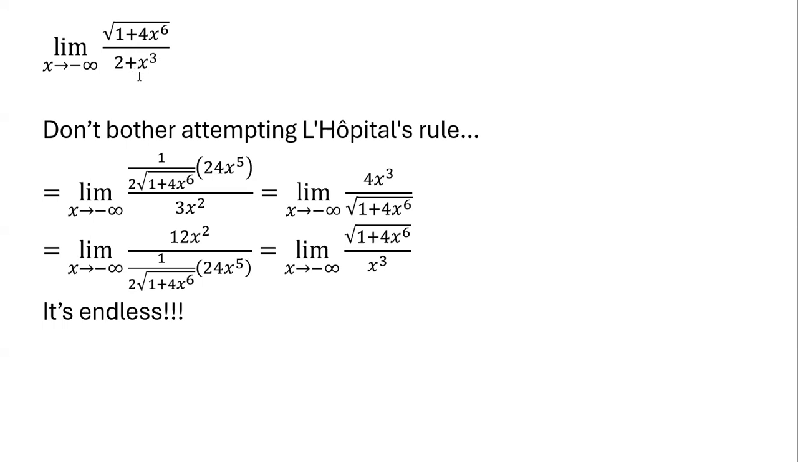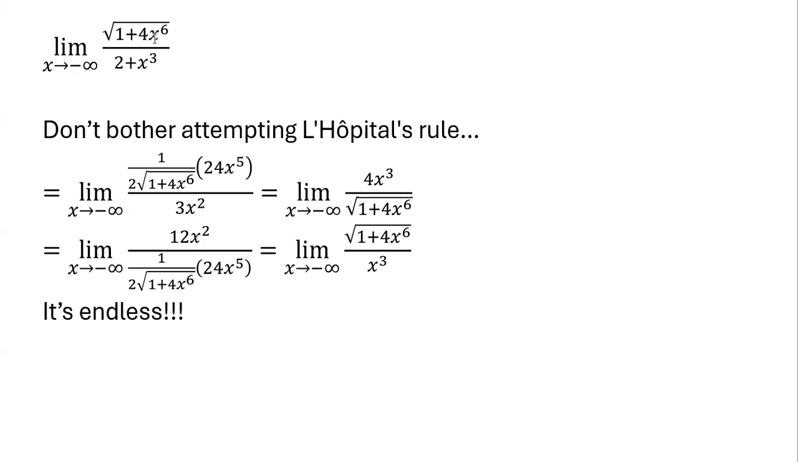So if you're given this on the final exam, and by that point you might have learned L'Hopital's rule, you might be tempted to just use L'Hopital's rule right away, because technically, this is an infinity over infinity, so you could, in theory, use L'Hopital's rule. But in this particular problem, I would not even bother attempting L'Hopital's rule. And I actually showed a few steps here.